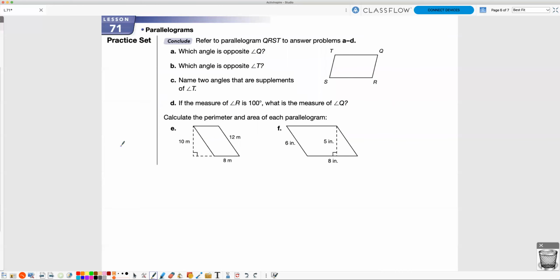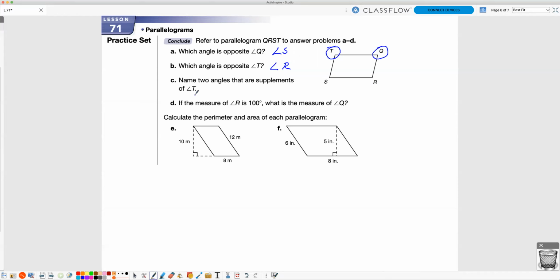All right, let's try this. So which angle is opposite angle Q? So here's angle Q. Which angle is opposite it? If you said angle S, that is correct. You can see it's directly across, opposite. Letter B, which angle is opposite angle T? So looking at angle T, which angle is opposite angle T? If you said angle R, you are correct. You can see it's opposite the angle T.